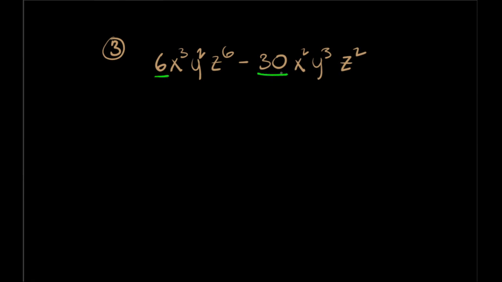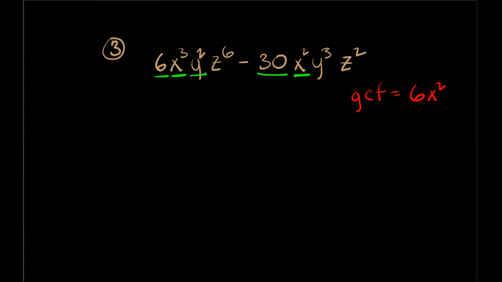Now I do have a common factor with my coefficients 6 and negative 30. I can take a 6 out of both of those. But I can also take variables out. I have an x cubed and an x squared in both terms, so I'm going to be limited by the x squared in the second term, but I can take an x squared out of both.